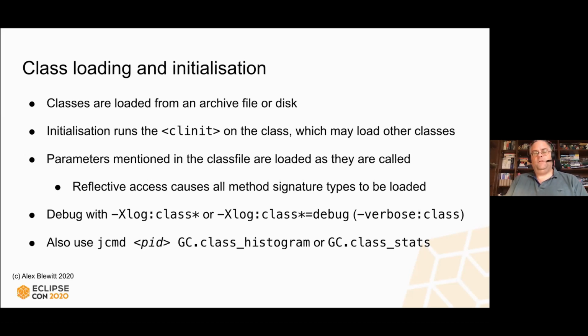You can also, if you've got a JVM that's running and you want to know what classes there are, use JCMD. JCMD will attach to the process either by passing the process identifier or the application name, and then you can send it other commands. You can do things like perform full GCs, you can get a class histogram which shows you how many instances of particular classes that you have, or you can use GC.class_stats.